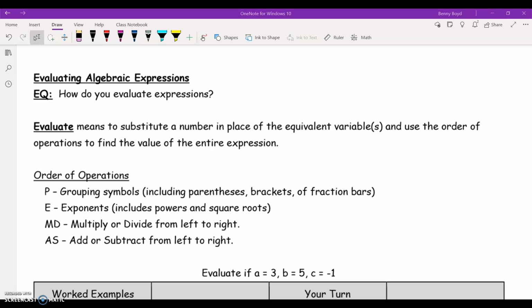In today's lesson we're going to look at evaluating algebraic expressions. Evaluate means to substitute a number in place of an equivalent variable and use the order of operations to find the value of the entire expression.